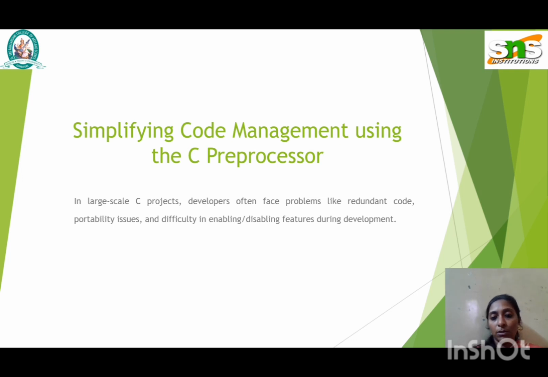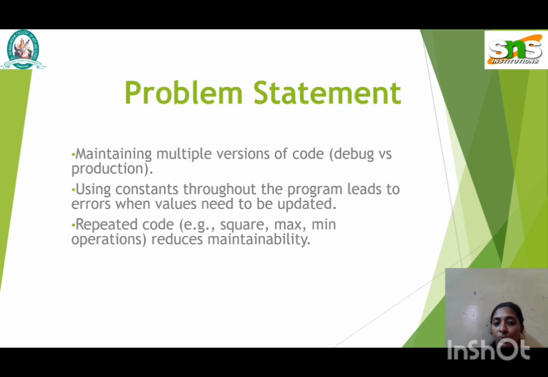In this case, C project developers face problems like redundant code, portability issues, and difficulty in enabling and disabling features during development. The problem statement: maintaining multiple versions of code, debug and production, and using constants throughout the program, which leads to errors when values need to change.